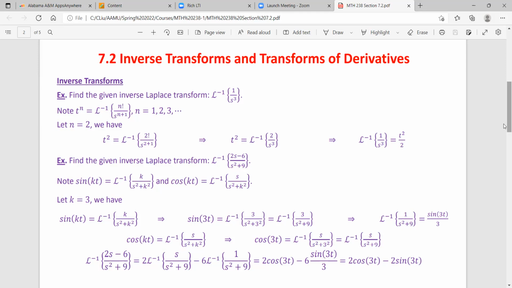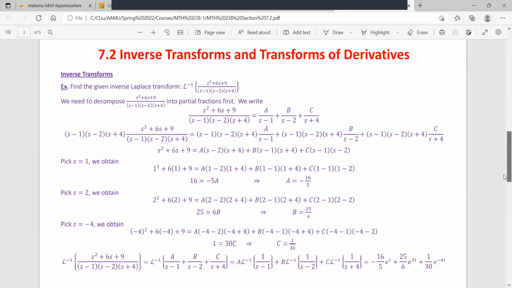All right. So you have to match the problem with the formulas, and sometimes you have to break it up into several terms and find the inverse Laplace transform of each term. So that's example 2. Any questions about it? I don't see any questions, so let's just move forward.